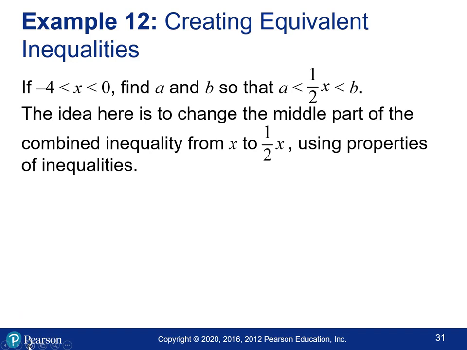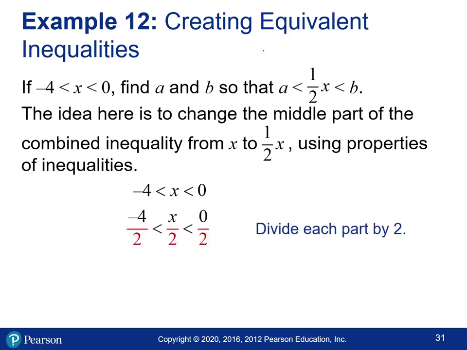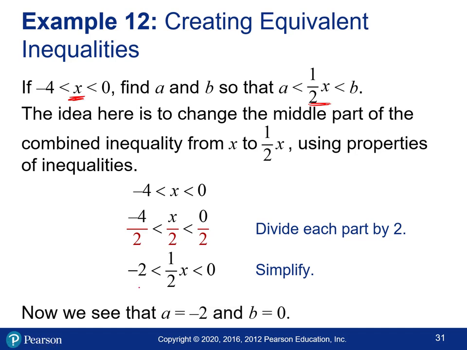What we're going to do is make what we are given match what we're working with, which is 1/2 x in the middle. We want to go from what we're given, x in the middle, to 1/2 x in the middle. So all we have to do is divide the middle by 2, but whatever we do to the middle, we have to do to both the left and the right. We end up with 1/2 x in the middle, and dividing the left side by 2 and the right side by 2, we get negative 2 on the left and 0 on the right.